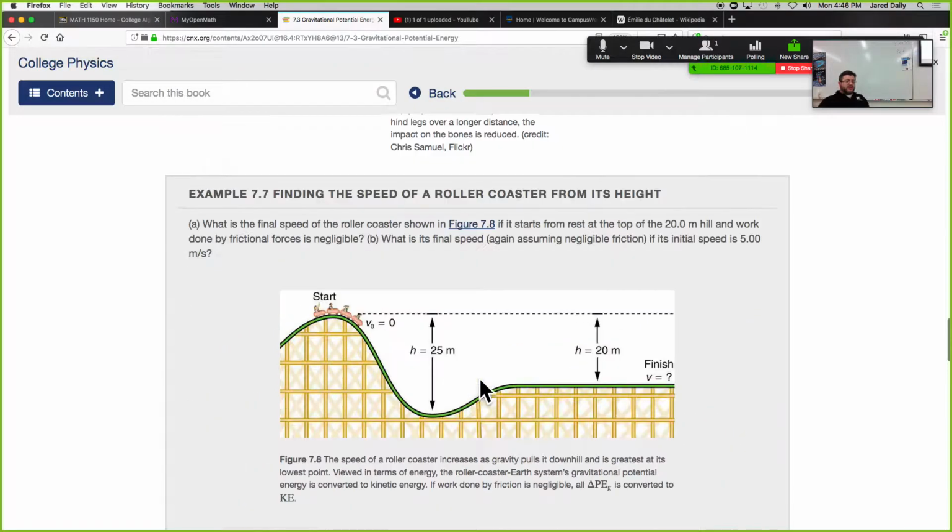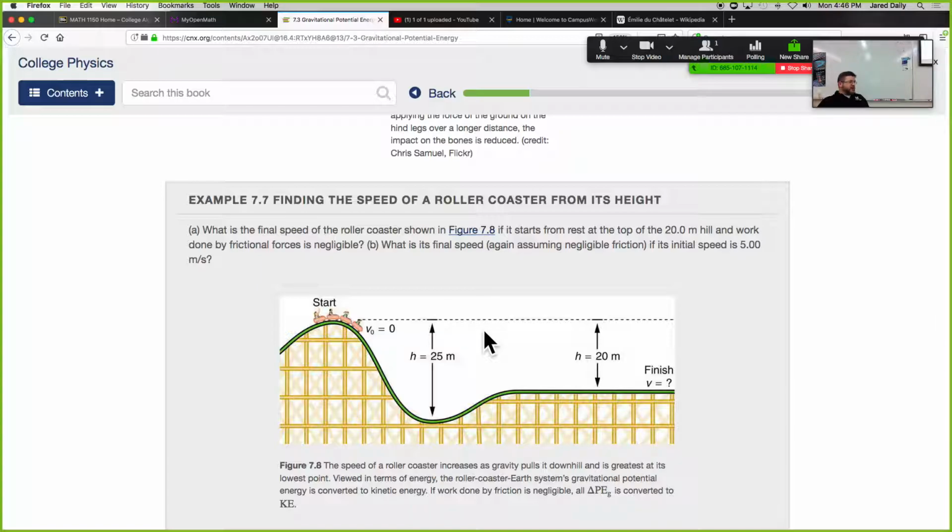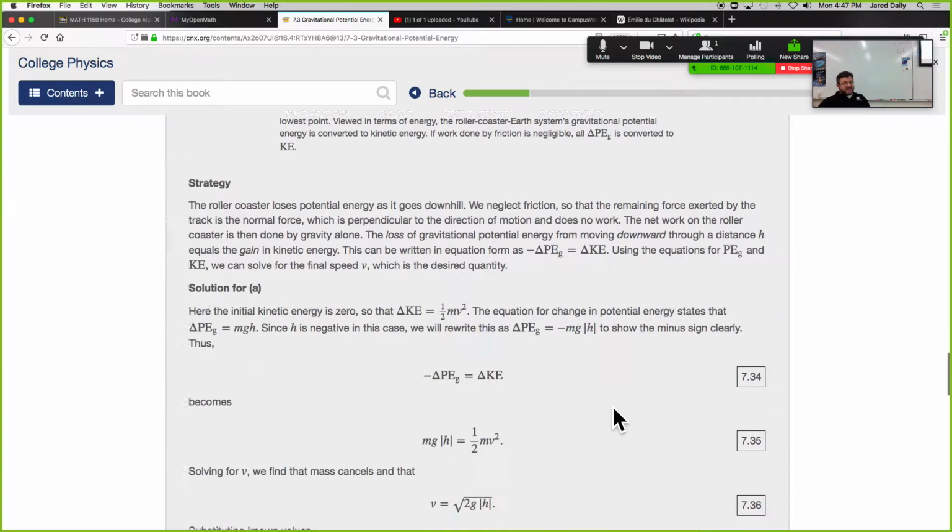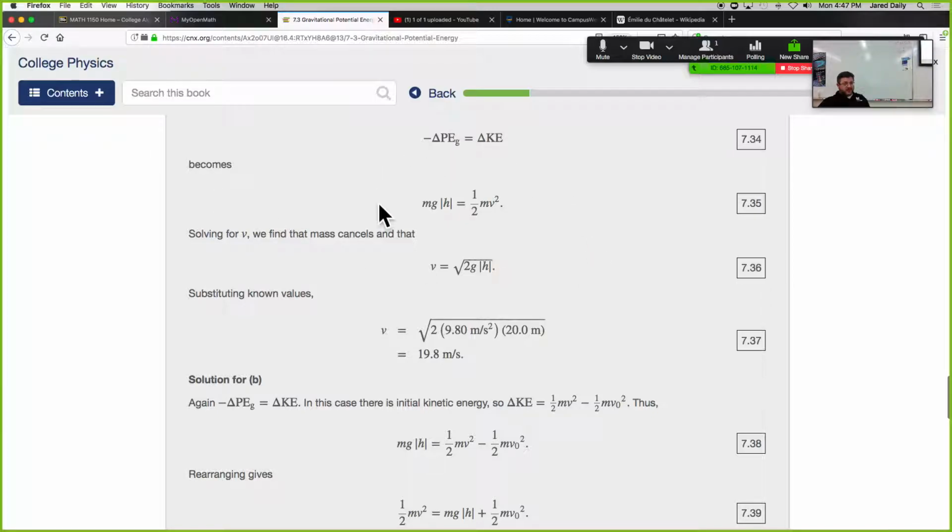And that's way easier than trying to do this with kinematics and forces. Doing this problem using forces and kinematics can be extremely painful. But this is just, I mean, we used one equation, rearranged it, plugged in, done.